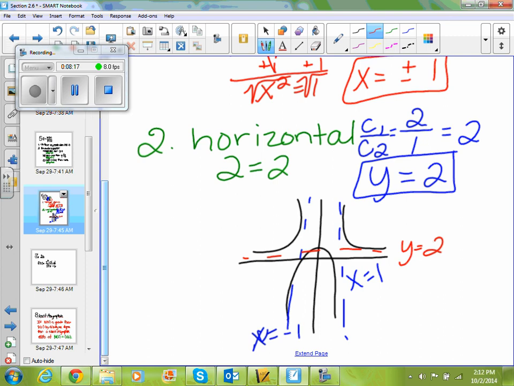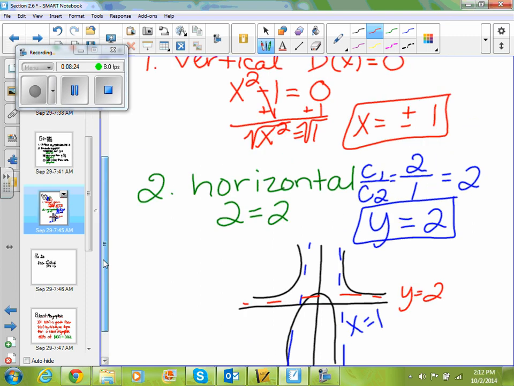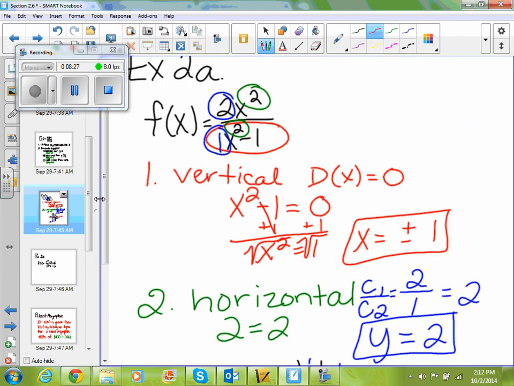Okay, so everybody got a graph that looks something like that? Oh, no? Okay, let me look. You're supposed to put in this 2x squared divided by 1x squared minus 1.